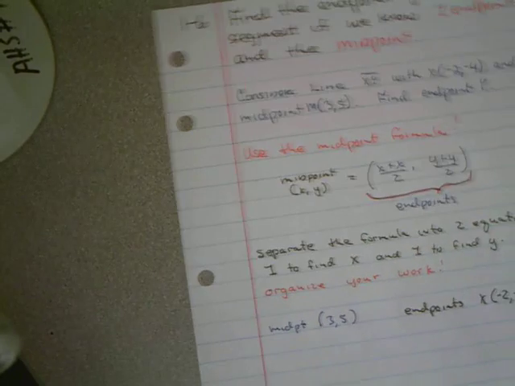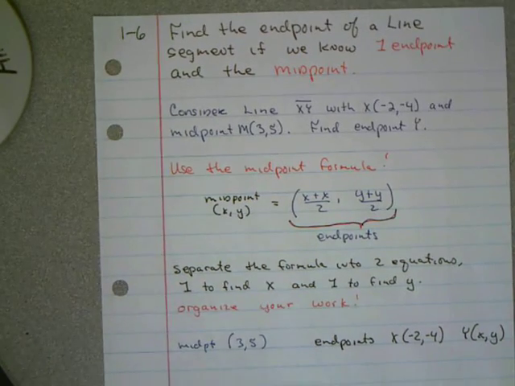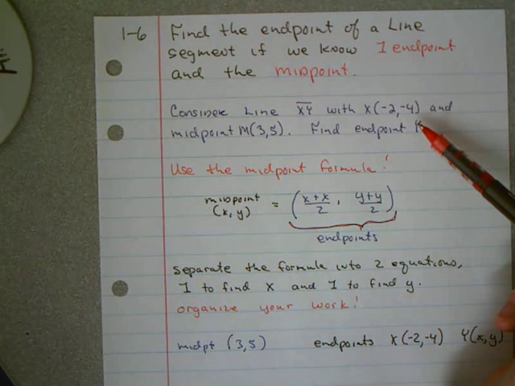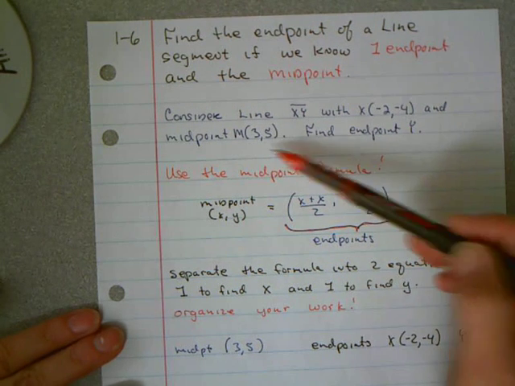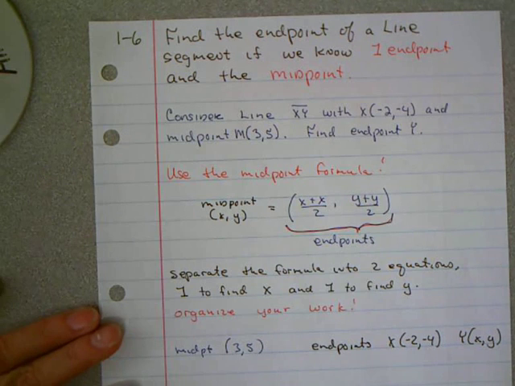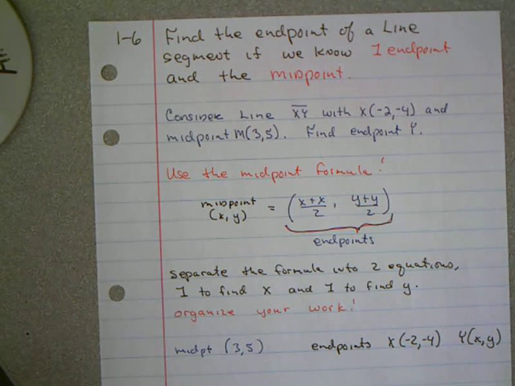Today, we're going to look at how to find the endpoint of a line segment if we know one endpoint and the midpoint. Consider line XY, and we know X is (-2, -4). That's where we find it on the coordinate plane. And the midpoint of the line is (3, 5). We want to find the other endpoint, Y. And we're going to use the midpoint formula that you just learned.